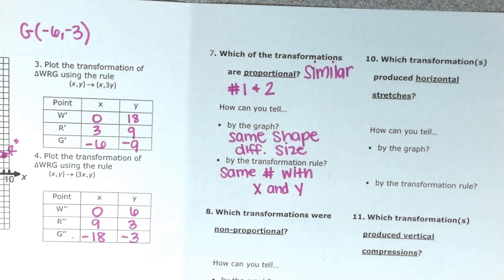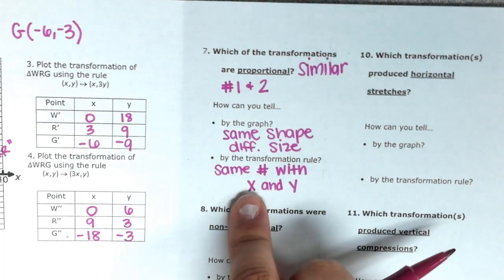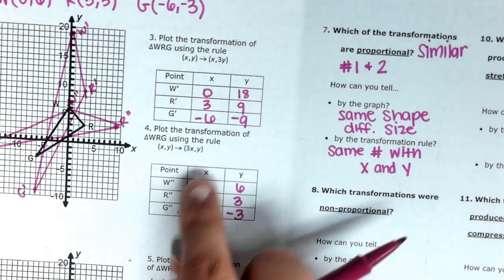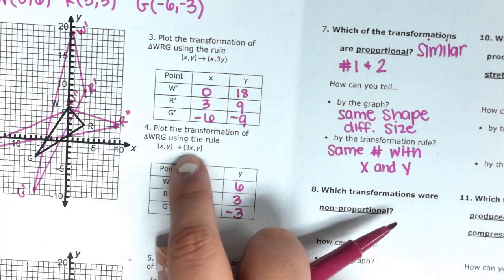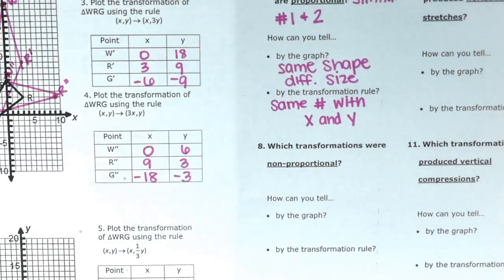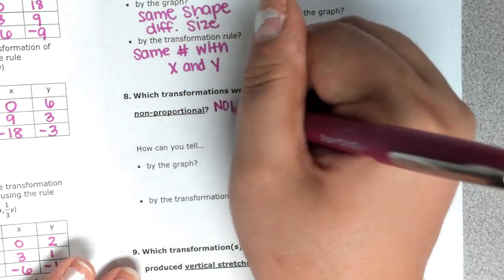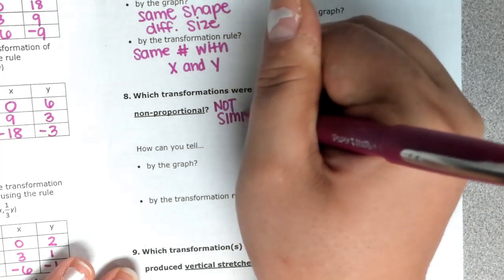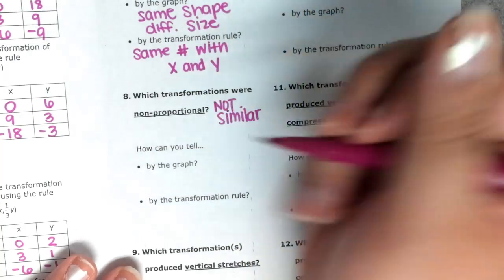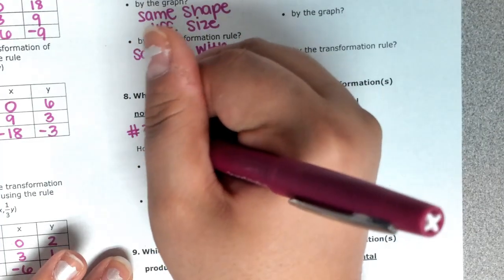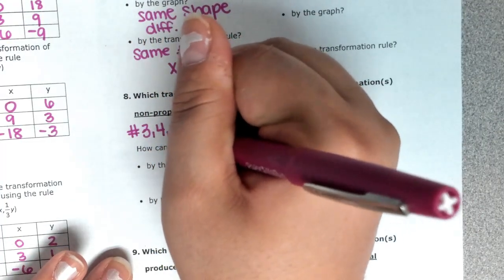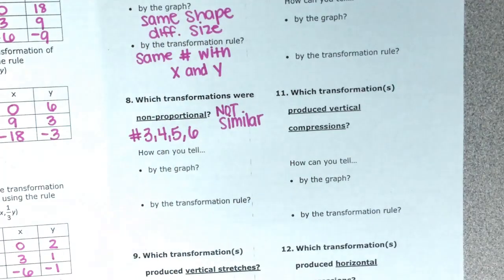It'll be congruent if there's no number in front of X or Y. But similar, it's the same number in front of X. Not similar, it means there's different numbers in front of X. So which ones are non-proportional or not similar? Well, which ones are non-proportional? 3, 4, 5, and 6.